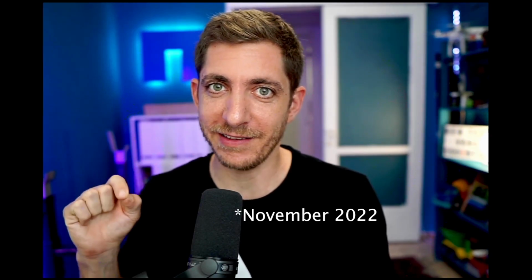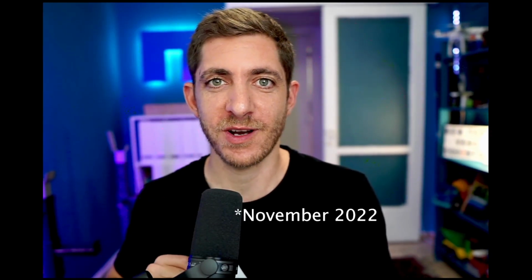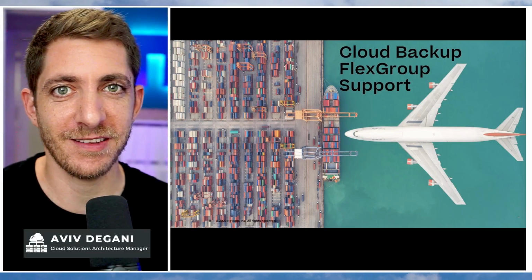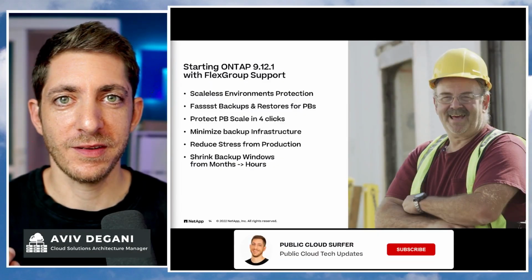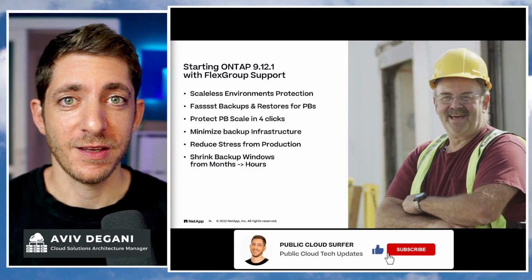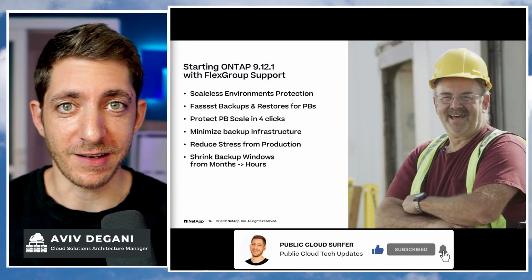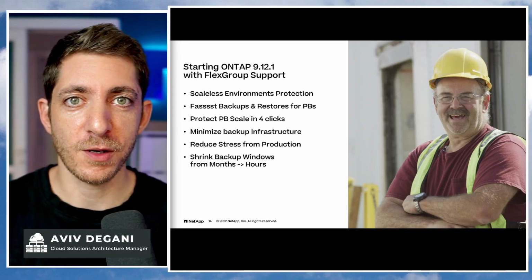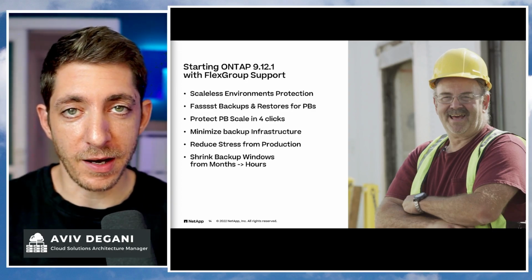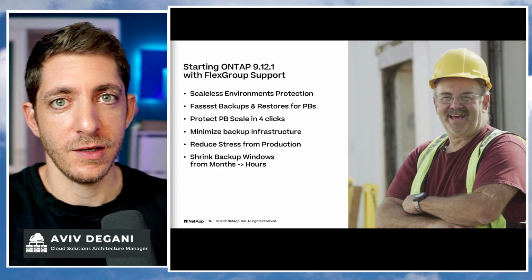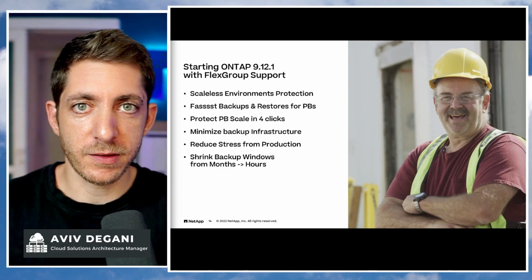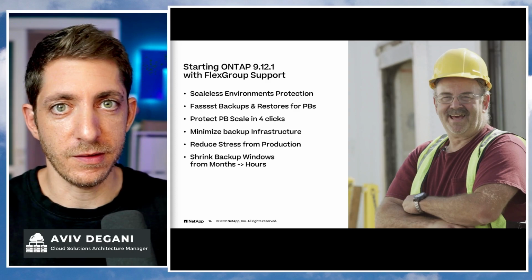With the release of ONTAP 9.12.1, which will be released this month, Cloud Backup will support FlexGroups. That's awesome. With Cloud Backup supporting FlexGroup, you can actually start protecting petabyte scale. There is no incremental copies limit, there is no need to mount a huge amount of directories and protect all of that in parallel and stress the hell out of your environment and your clusters. There is no need for a middleman to read the data and then send it to the destination.